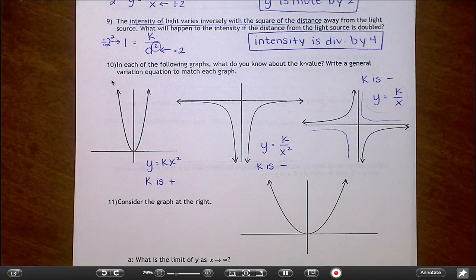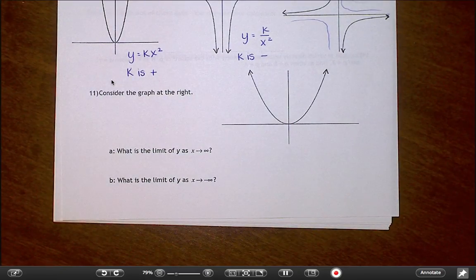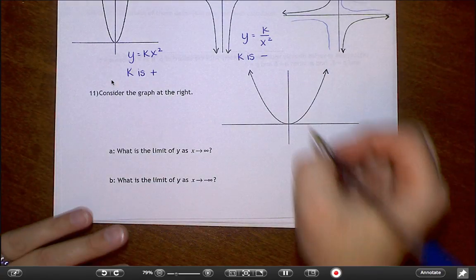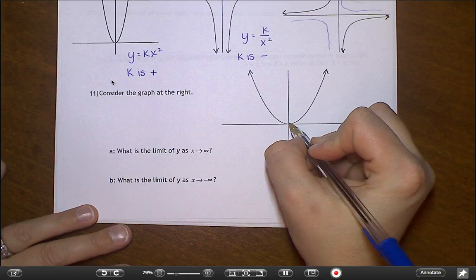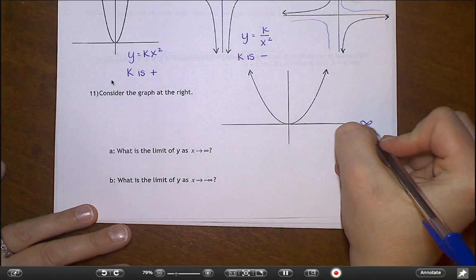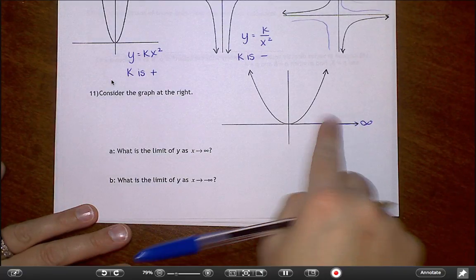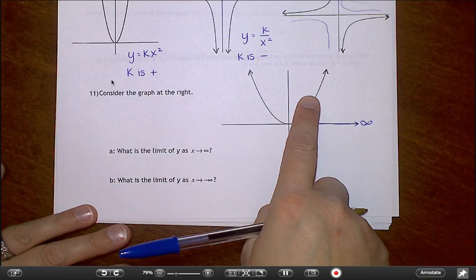Okay, on to 11. And in 11, we're talking about some limits. All right, this is worded a little differently, but otherwise it's really the same question as like number 1 in this section. So what is the limit of y as x approaches infinity? So what that's saying is as you walk out on the x-axis towards infinity, so infinity would be in this direction, as I go out and out forever this way, what's happening to the y values on my graph?